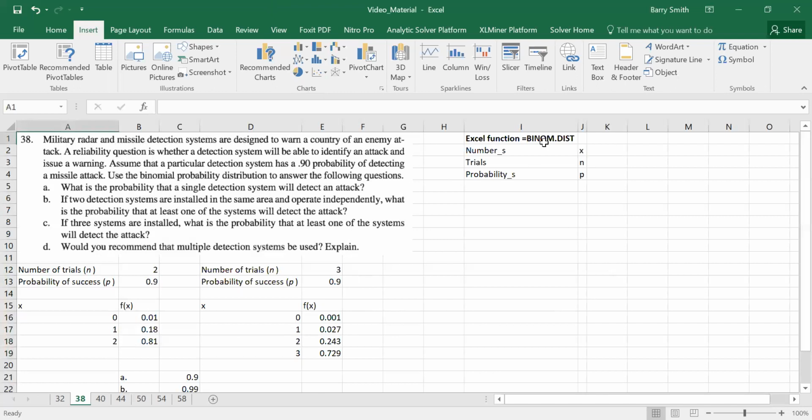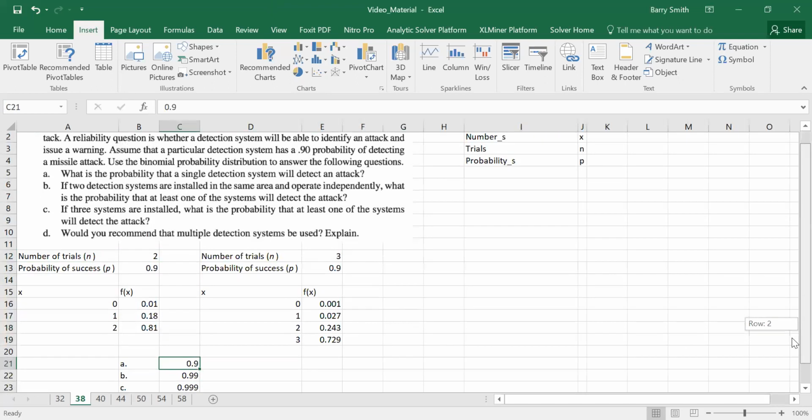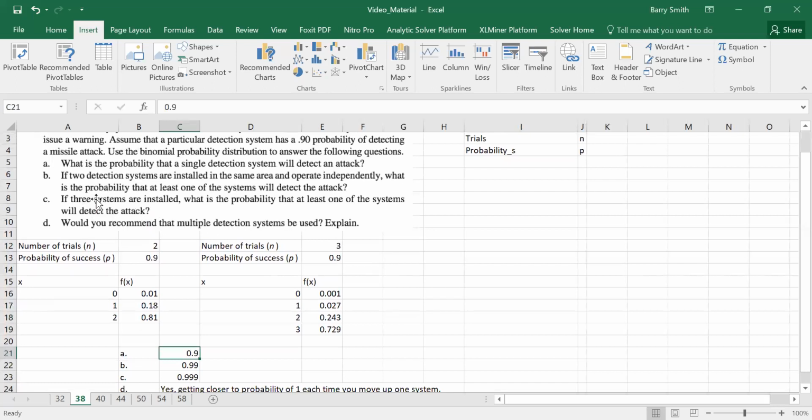All right, so same kind of thing here. We're using the binomial distribution. The number of trials is going to vary. One of them is going to be 2 if we have 2 systems, one of them is going to be 3 if we have 3 systems, and the very first one is going to have 1 system. The probability with 1 system is just going to be that probability here, 0.9. So the answer to A is just 0.9, because with 1 system, it tells us that probability is 0.9. But what if we move on to the 2 systems?